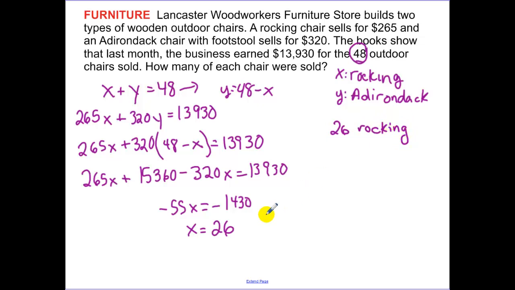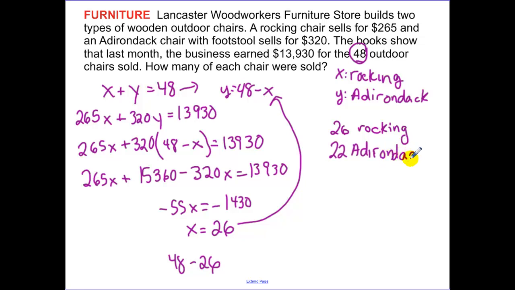Now what you're going to do is you're going to plug in 26 into that equation. So we have 48 minus 26 to get you your grand total of 22 Adirondack chairs. And that's our answer.